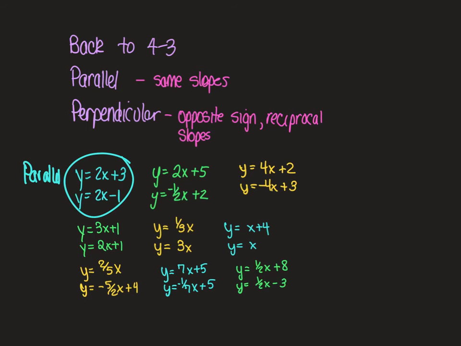Okay, let's look at our green one. 2x, and we don't care about the plus 5. Negative a half x, we don't really care about this plus 2. Well, first of all, they're opposite signs. One's positive, one negative. So it could be perpendicular. Are they reciprocals? 2 and 1/2. Are those flips of each other? Yes, they are. So these guys are perpendicular.